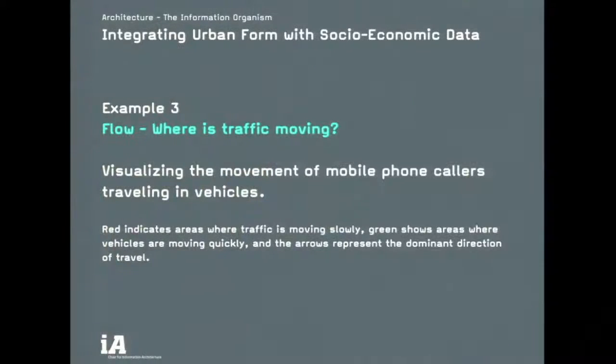The third example is the flow. Where's the traffic flowing? And this is also very nice because it's such an old example. Today, of course, you can depict that much more interestingly, graphically, and the MIT people have refined this method in the meantime tremendously, but here we still see the original representation. So in this next example, red indicates areas where traffic is moving slowly, green where it's moving quickly, and the arrows show in which direction mainly it is moving.